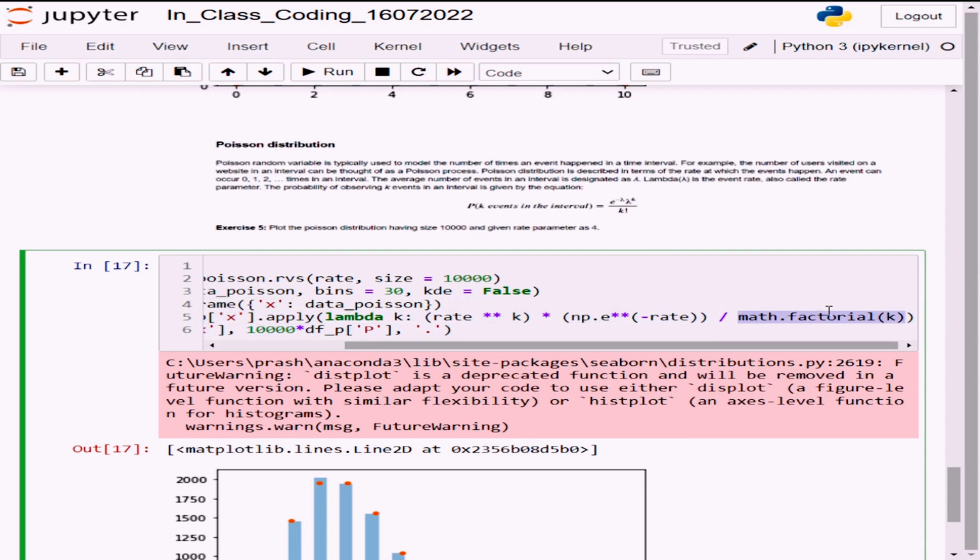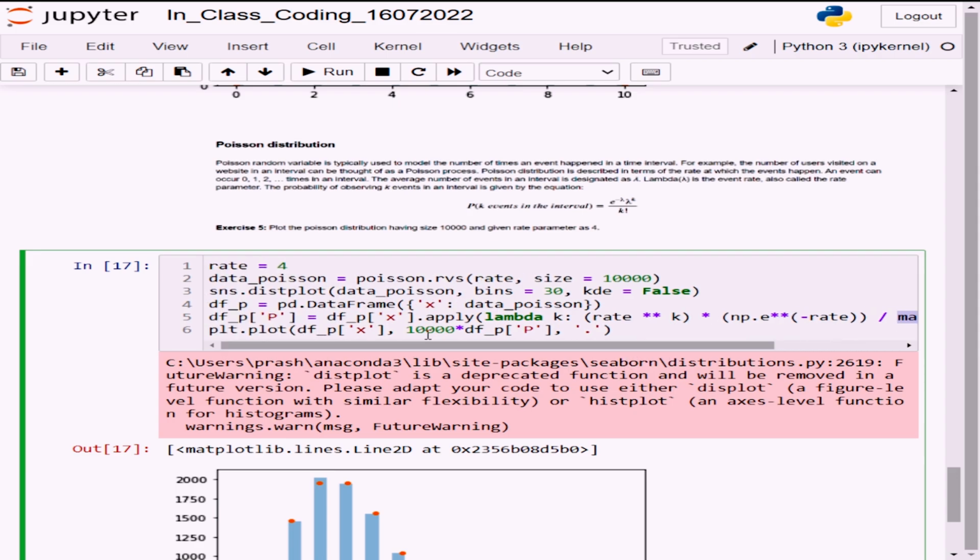K factorial means k into k minus 1 into k minus 2 into k minus 3 and so on up to 1. If I say 10 factorial, it is 10 into 9 into 8 into 7 into 6 and so on up to 1. That's a factorial. Okay? Any other doubt?